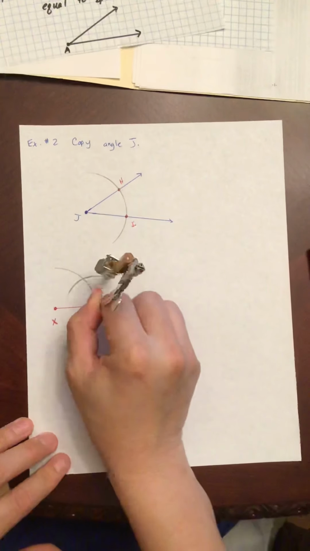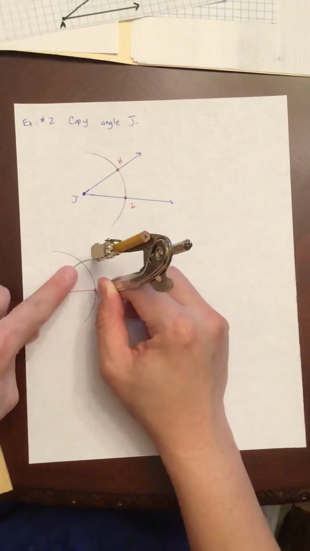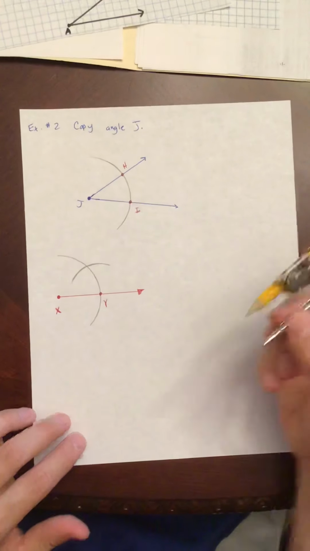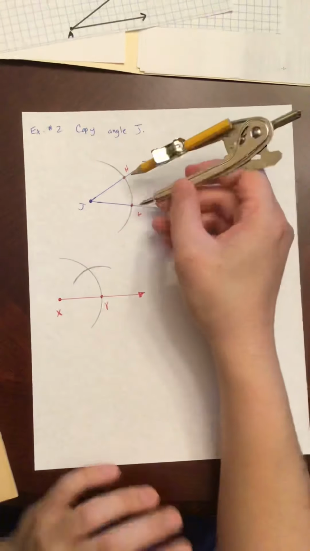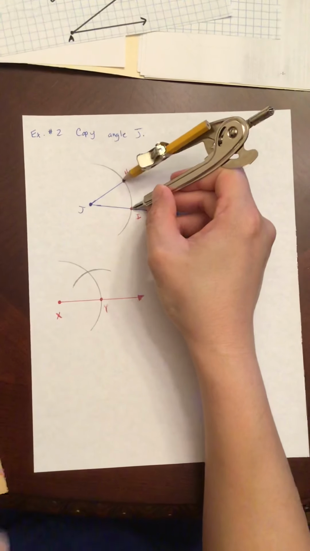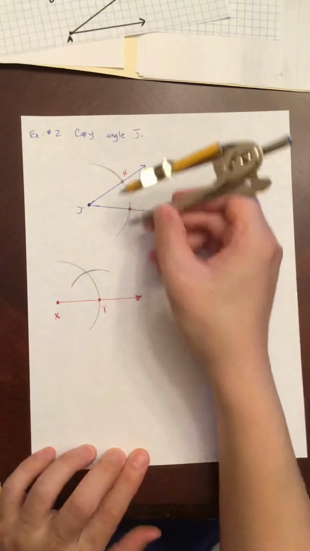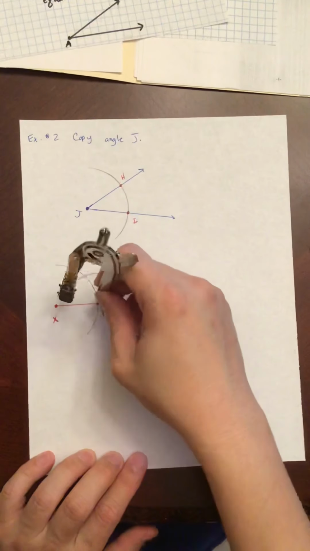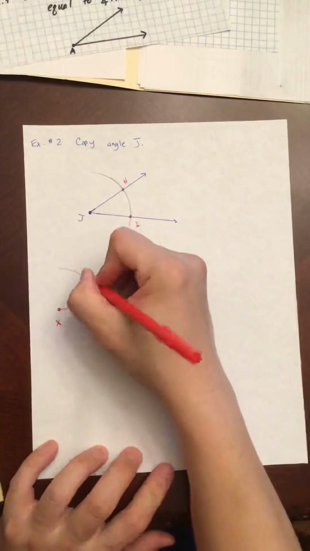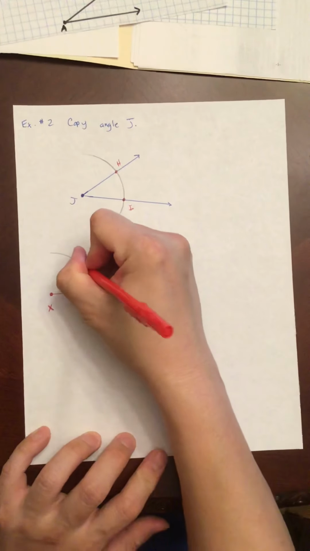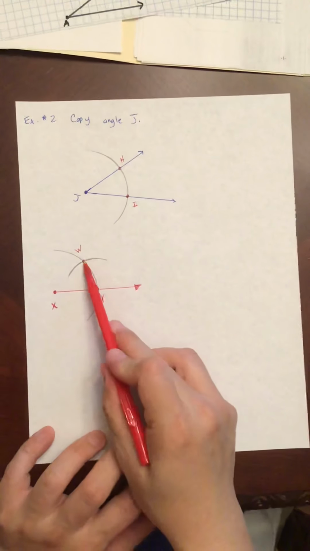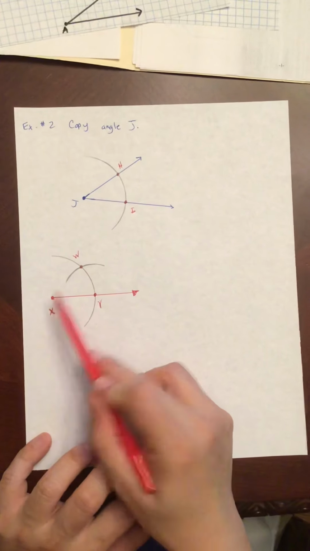After you create that arc, there should be a point of intersection above it. Let me repeat this last step again. Open your compass to the distance between I and H. You take that same distance, put the sharp point on your ray at Y, and create an arc above it so that there's a point of intersection. This point of intersection right here, I'm going to call point W. And so I'm going to connect W to X, and there you go.